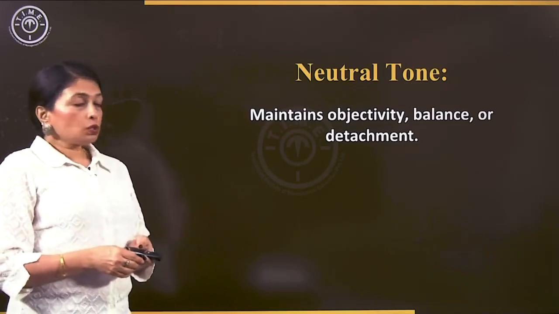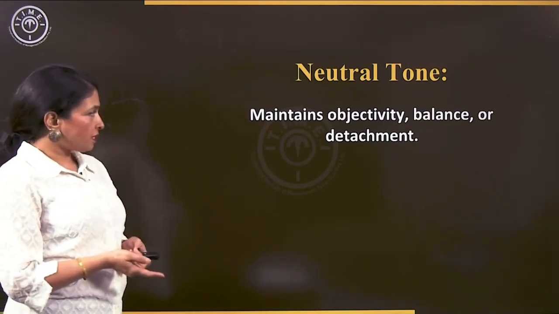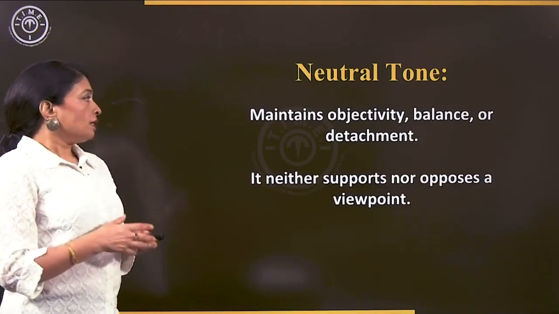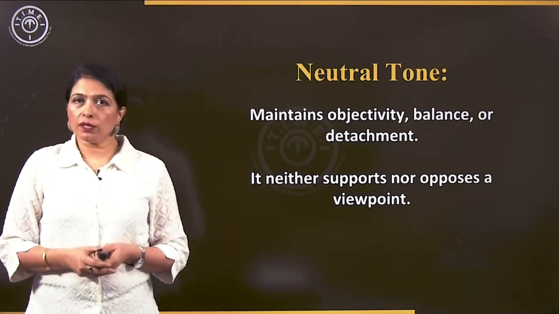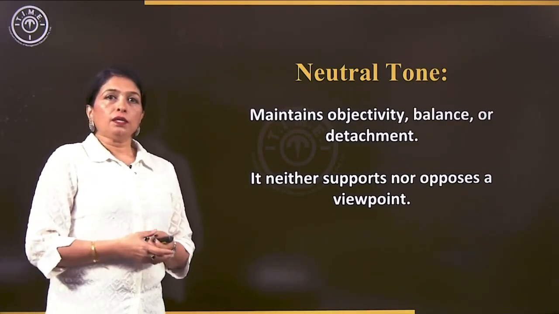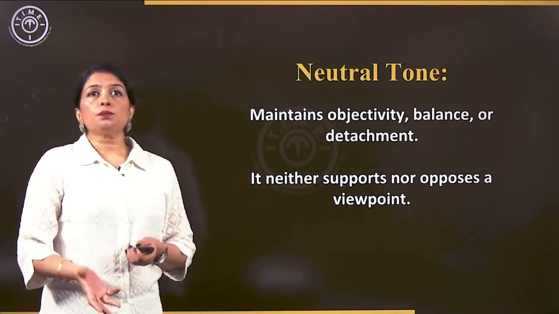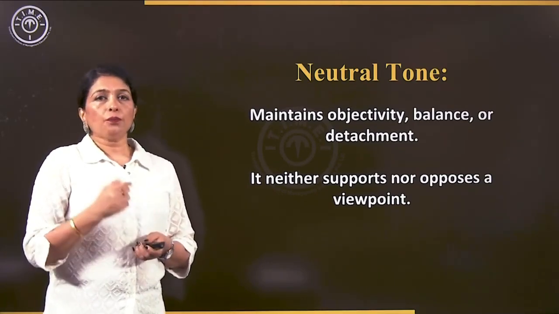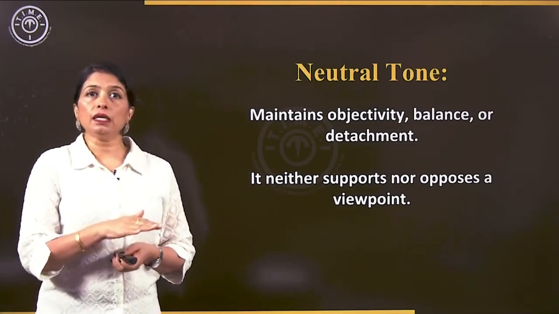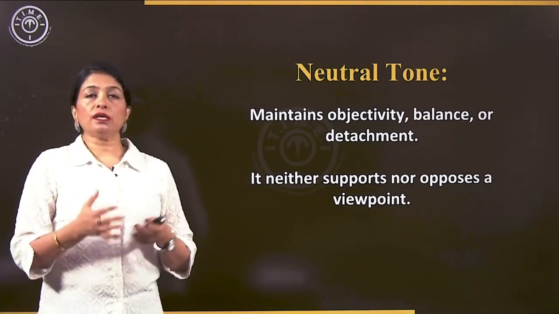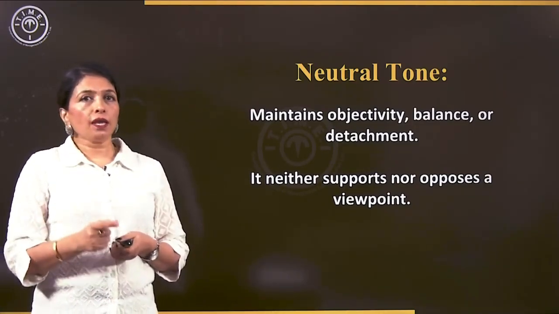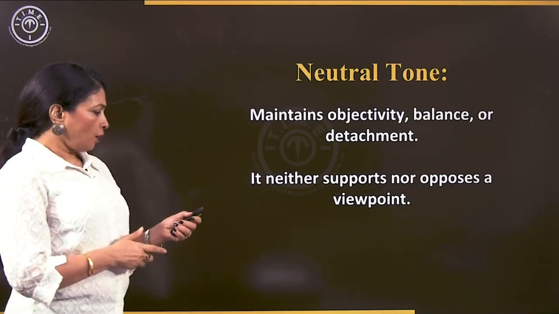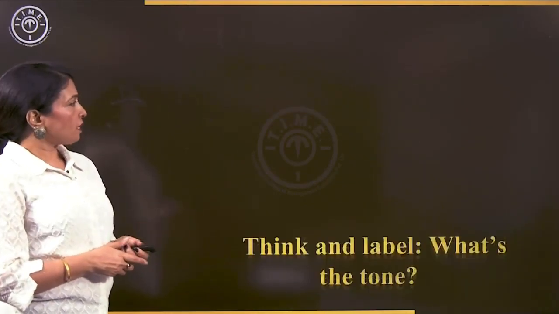So a neutral tone does what? It maintains objectivity, balance or detachment. What else? It also neither supports nor opposes a viewpoint. So by means of tones, the authors mostly try to express their opinion. But if you come across a piece of writing in which you feel that the author has tried to maintain equilibrium, he has not supported or taken any side, then you can be sure that the tone is a neutral one. Okay, I hope till so far we have some idea.